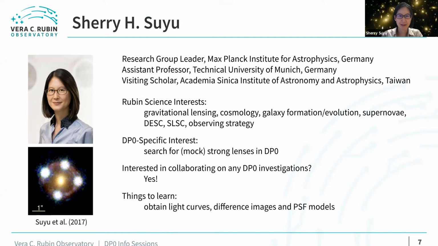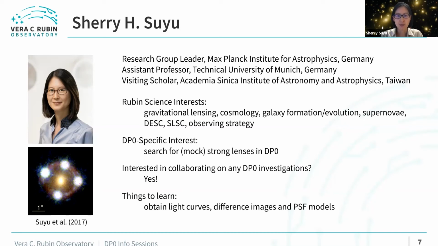Hi everyone. So I'm a group leader at the Max Planck Institute for Astrophysics and a faculty member at the Technical University of Munich. My research interests range from gravitational lensing, particularly as a probe for cosmology, galaxy formation, evolution, supernovae, and I'm a member of the DESC and Strong Lensing Science Collaboration, and particularly also interested in the observing strategies for DESC and SLSC. And my DP0 specific interest is to look for mock strong lenses in DP0.